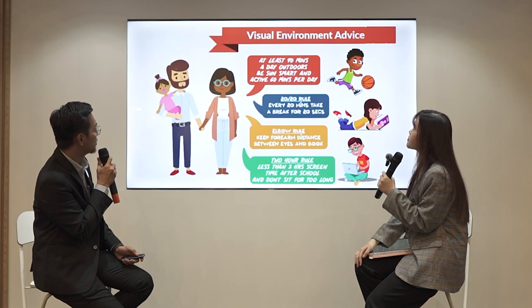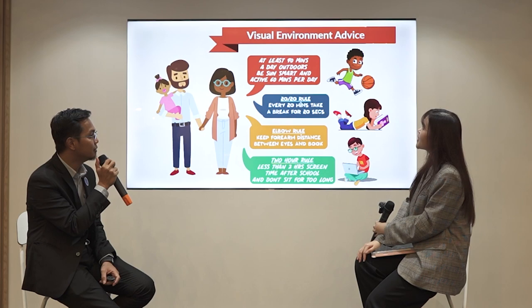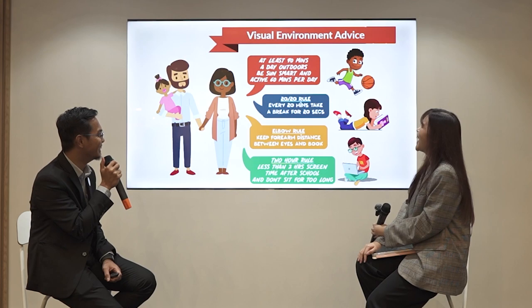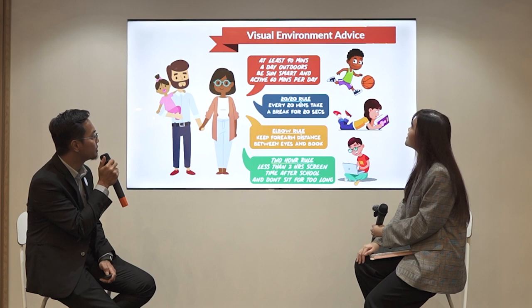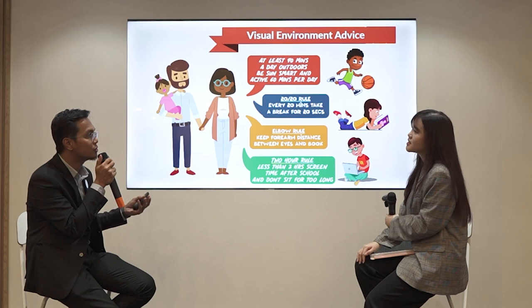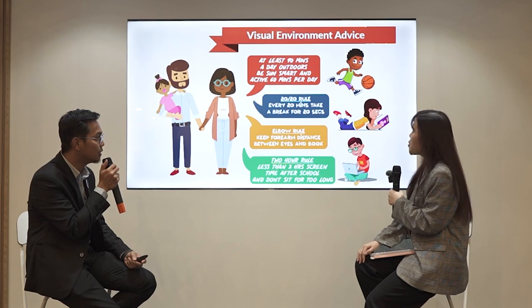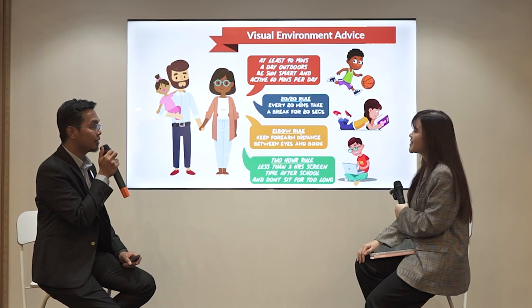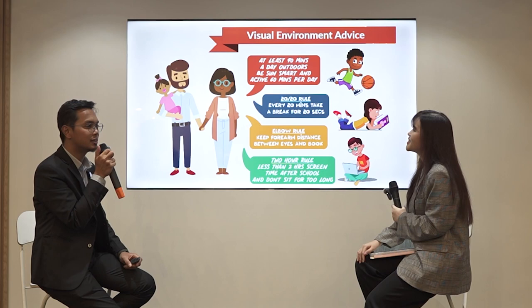Okay, so some environmental advice that you can do at home or monitor your kids to follow. At least 90 minutes of outdoor activities, or be sun smart and active for 60 minutes per day. This is because one of the risk factors is lack of outdoor activities. So you can ask your kids to go outside, exposed to the sunlight. Nowadays kids are not exposed to the sunlight anymore. That's why their skin is very fair.